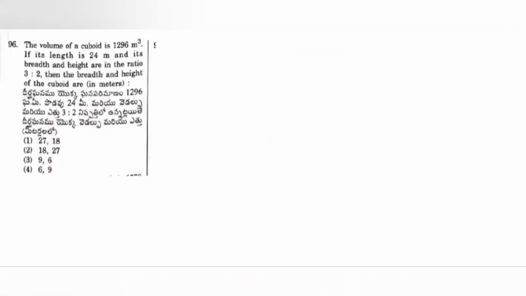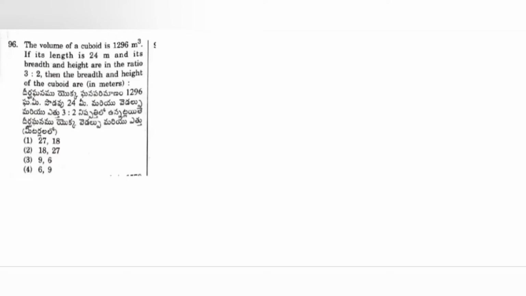Now let us see question number 96. The volume of a cuboid is 1296 meter cube. If its length is 24 meter and its breadth and height are in the ratio 3:2, then the breadth and height of the cuboid are, in meters. You want the answer in meters.